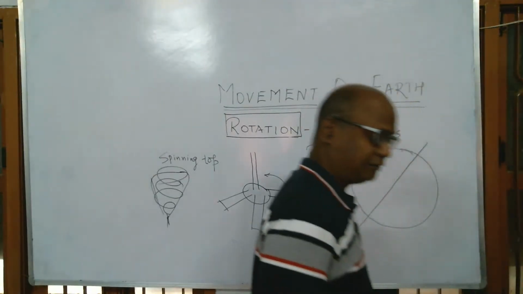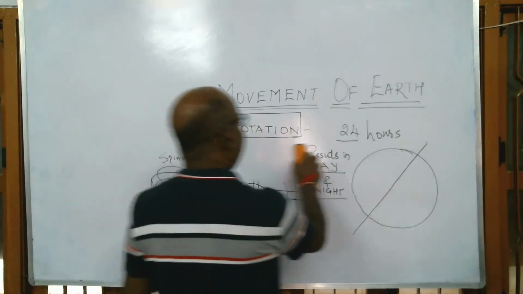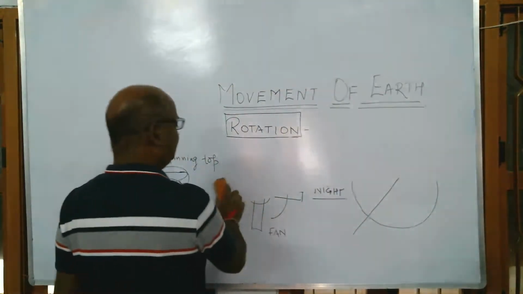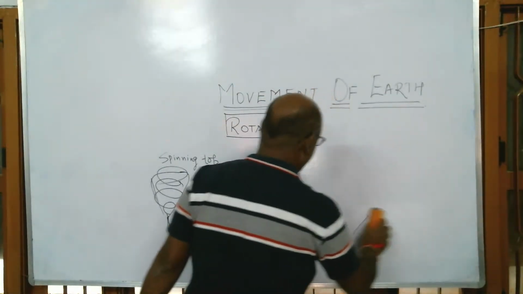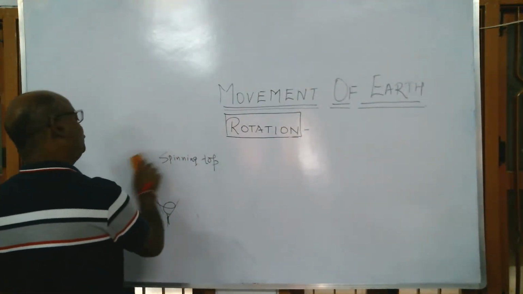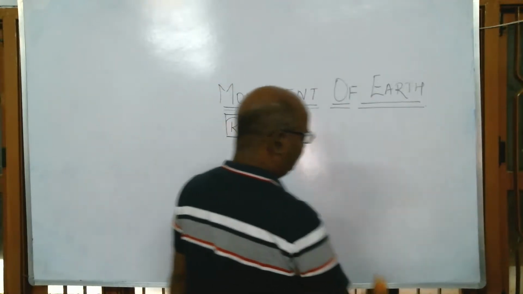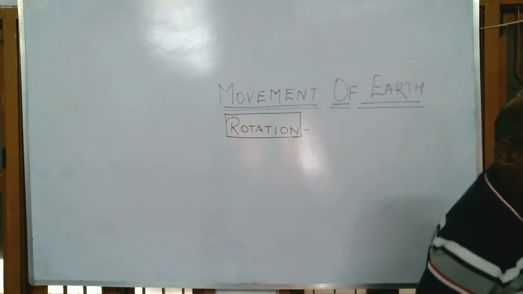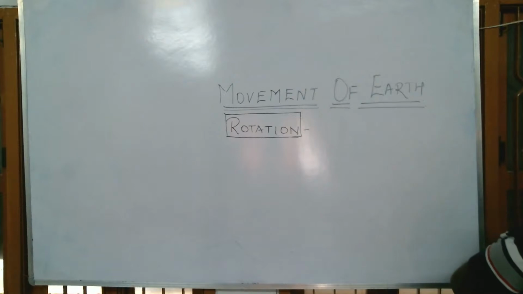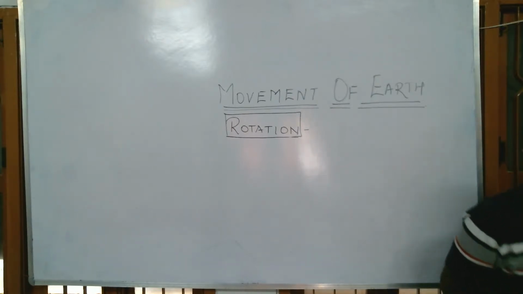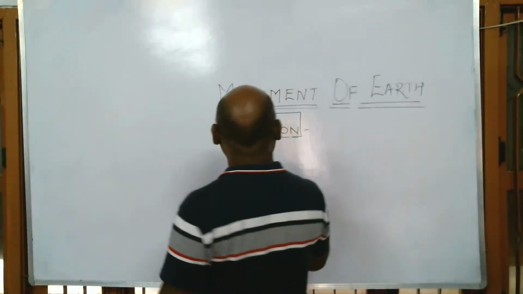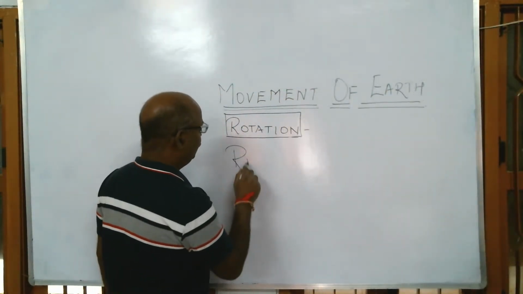What is that? Rotation, you give me different examples. That is rotating fan, spinning top, movement of the hands of the merry-go-round. Apart from that, along with the rotation, Shaili has given the correct answer. The Earth is also showing the other motion that is called revolution.